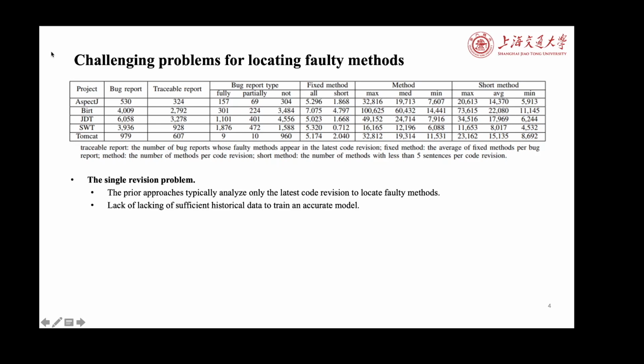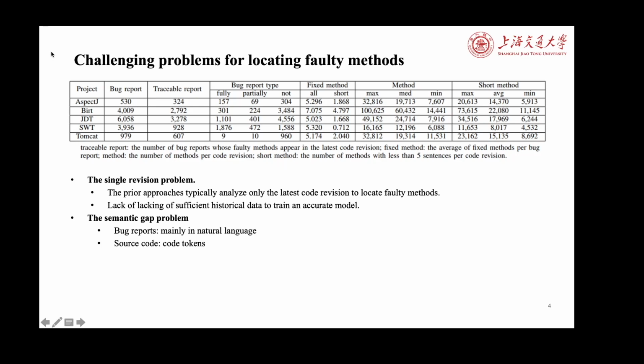The first problem is the single revision problem. A source method in a software repository often has a long revision history, but the prior works analyze only the latest code revision. This problem results in lacking of sufficient historical data to train a model. The second problem is the semantic gap between bug reports and source code. As bug reports are manually written in natural language form, it is difficult to match them with source methods. The third problem is that lots of methods are too short to contain enough information to be localized.